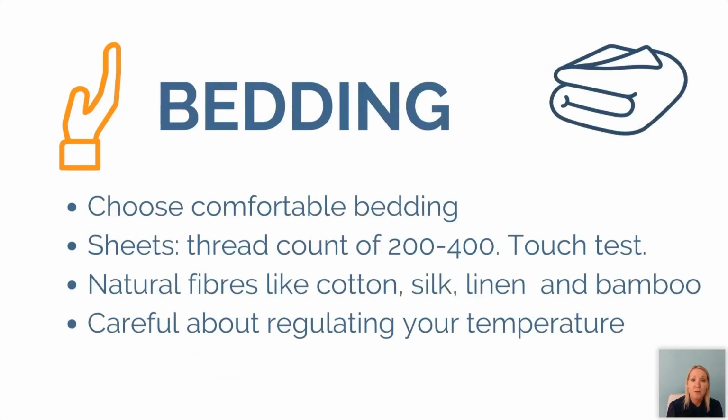When it comes to bedding, it's all about being comfortable, breathing properly and good temperature control. The thread count for your sheets should be between 200 and 400. If it's any less than 200, the sheets are likely to be rough and irritating. So do the touch test. Just make sure it feels nice to the touch. You should choose natural fibers like cotton, silk, linen and bamboo, because these are going to breathe better. For some people, synthetics aren't very good, and that can stimulate their body.